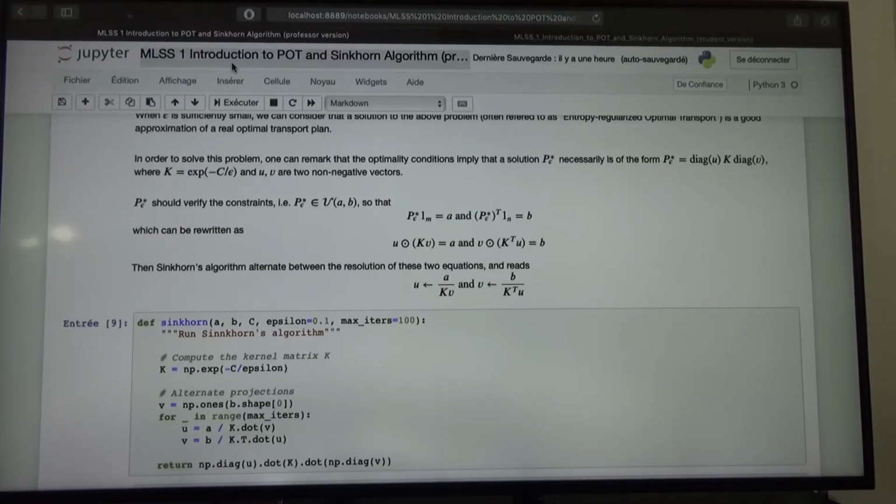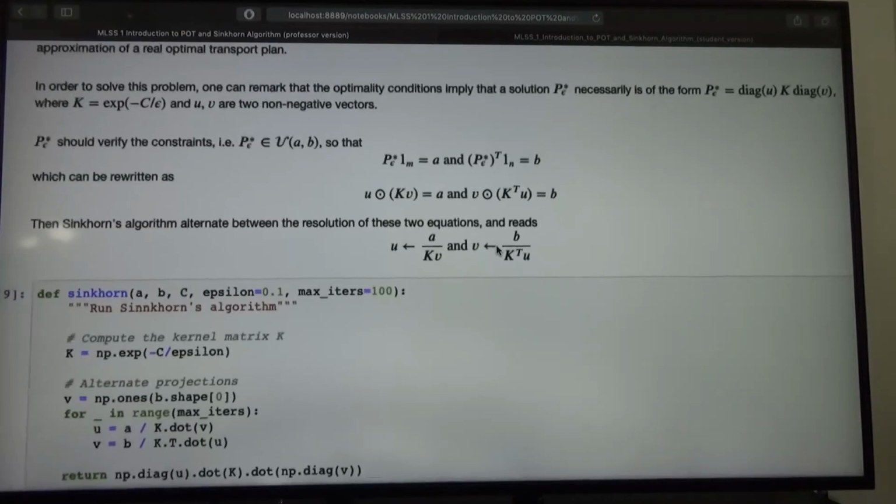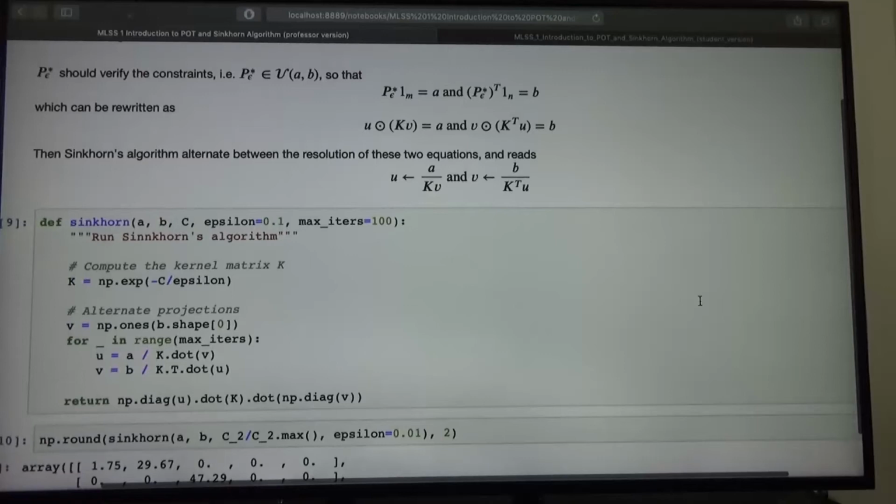Okay, so first we compute the cost matrix, the kernel matrix, sorry. That is just the exponential of minus the cost divided by epsilon. Epsilon is the regularization strength.